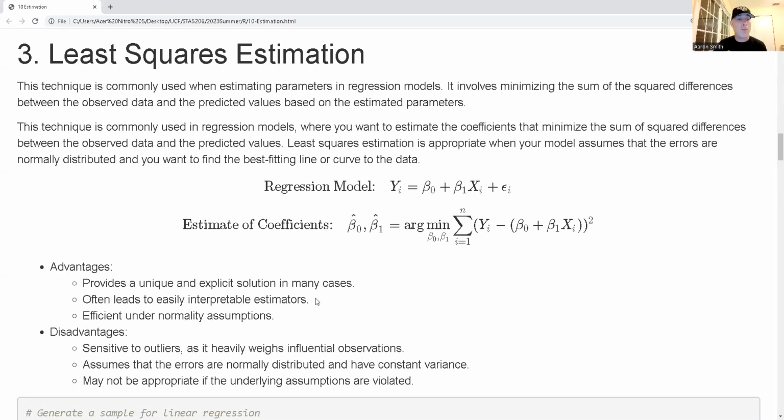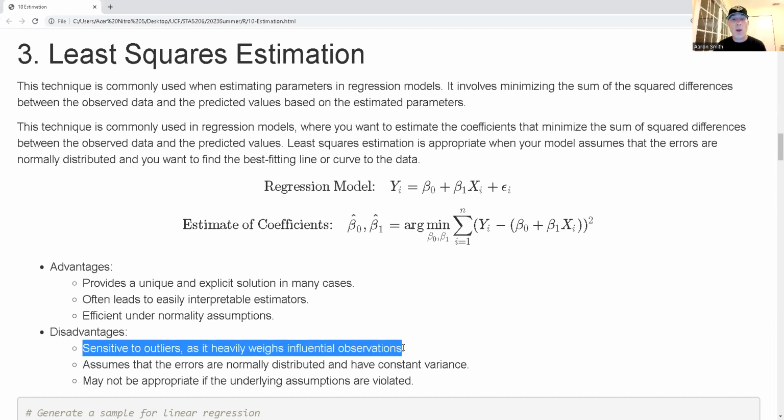Now, the advantage is that this provides a unique and explicit solution in many cases, and often leads to easily interpretable estimators. This is efficient under the normality assumptions, but there are disadvantages. There's sensitivity to outliers, as it heavily weighs influential observations.